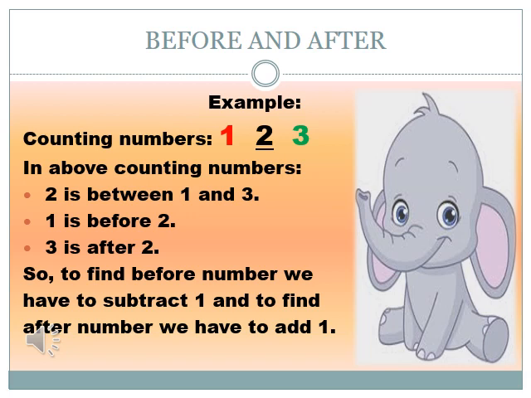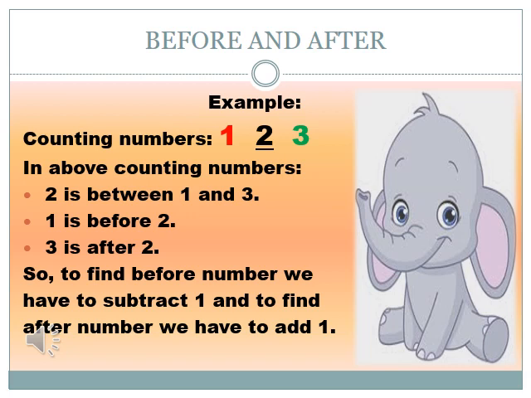My next topic is before and after. It means what comes before a given number and what comes after a given number. To explain this topic, let's count the numbers. 1, 2, 3, 4, 5, 6, 7, 8, 9, 10 and so on. They all are counting numbers. You all know this thing.